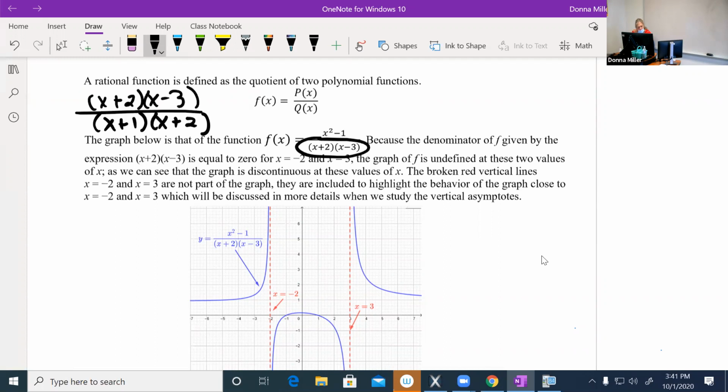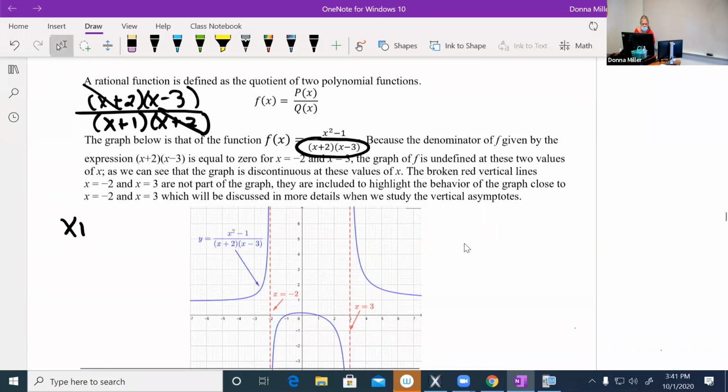Now I just set the bottom to 0, but you see how this factor cancels with that factor? That's not a vertical asymptote. It turns out that's what we call a hole, which you'll see in 1325, but I'm just saying that's not a vertical asymptote. Only the bottom. The factor has to be in the bottom. So basically, to find vertical asymptotes, just set the bottom to 0.